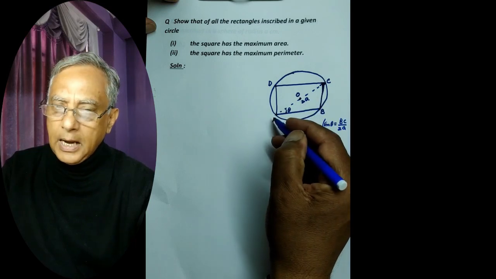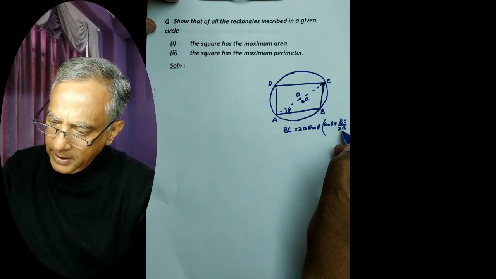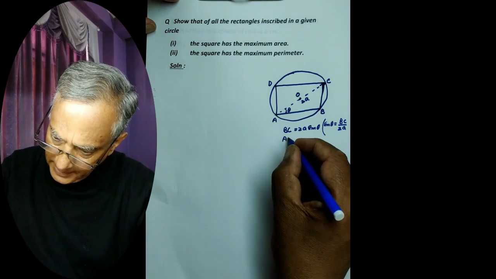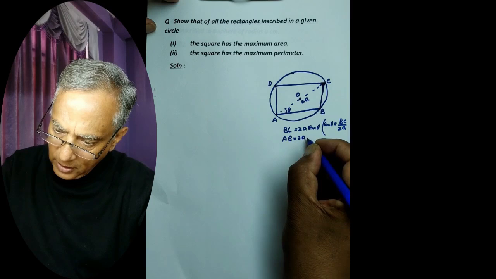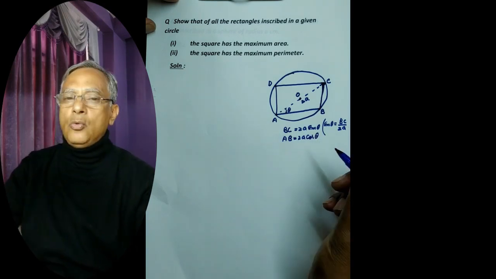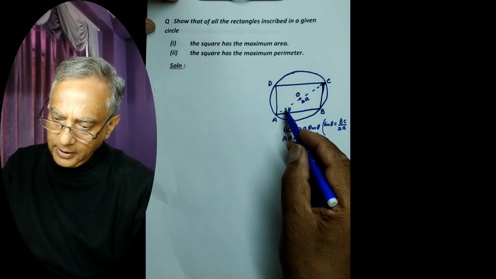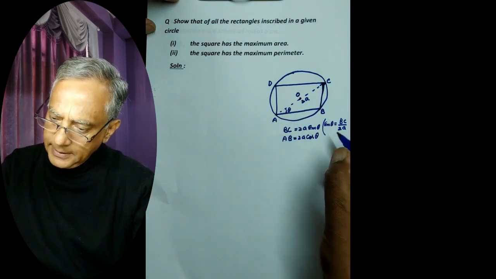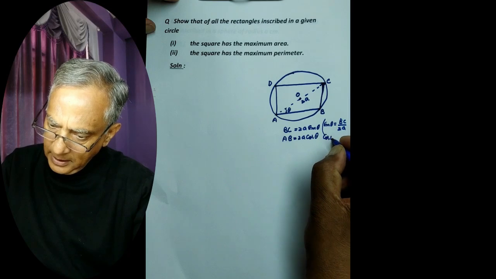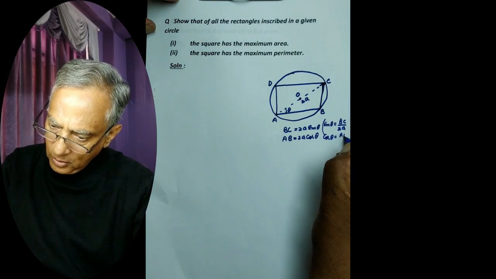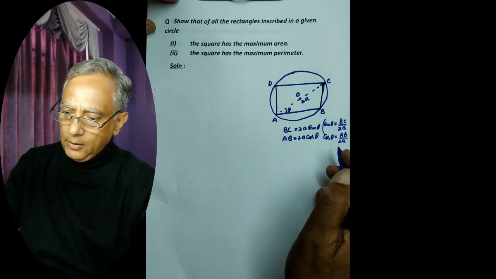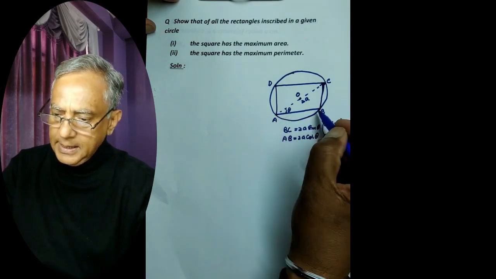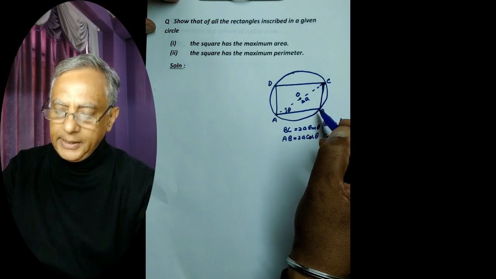Perpendicular over hypotenuse. So BC will be 2a sine theta, and AB will be equal to 2a cos theta. Cos theta will be AB over 2a. So this is 2a sin theta and this is 2a cos theta.